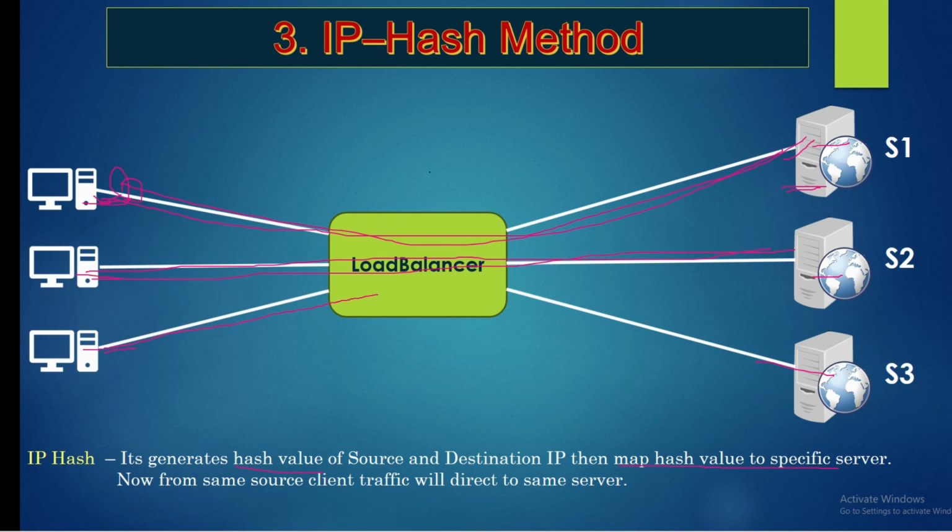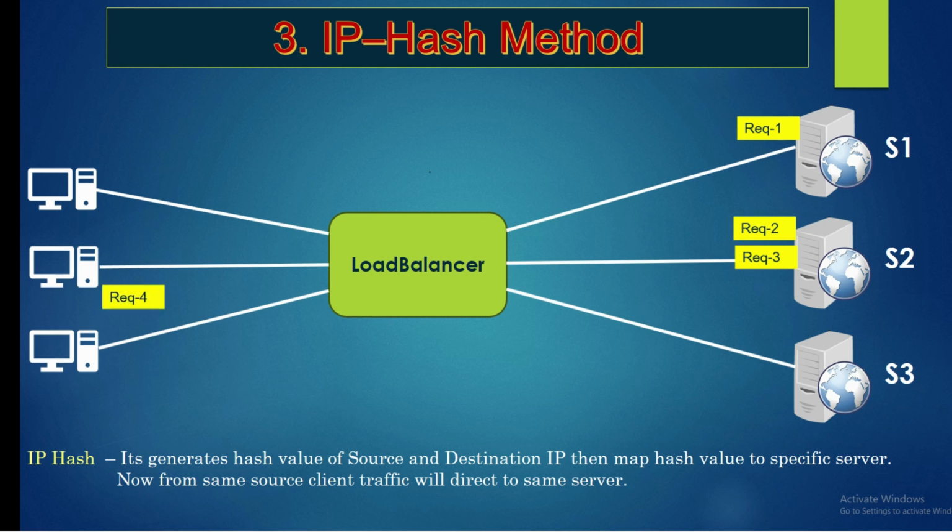The same client PC's traffic will hit the specific server. If I want my PC3 traffic to hit server 1, it will hit server 1 and never go anywhere else. That is called the IP hash method. Let me show you here. Request 1 will hit server 1, requests 2, 3, 4 and 5 will hit server 2. It means client PC2 hits server 2 only. This is called the IP hash method.